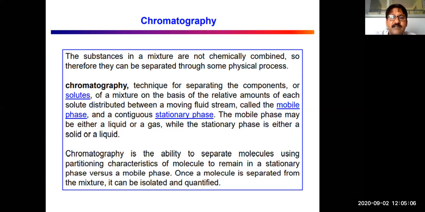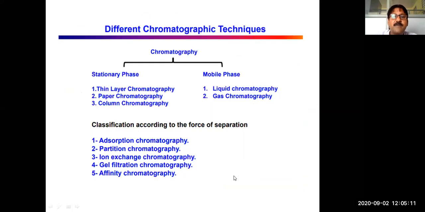You can see here how this will be categorized: chromatography, stationary phase and mobile phase. You can see here thin layer chromatography. Thin layer chromatography is made with silica gel, which will be placed as a stationary phase, and different solvent will be flowing through the stationary phase.